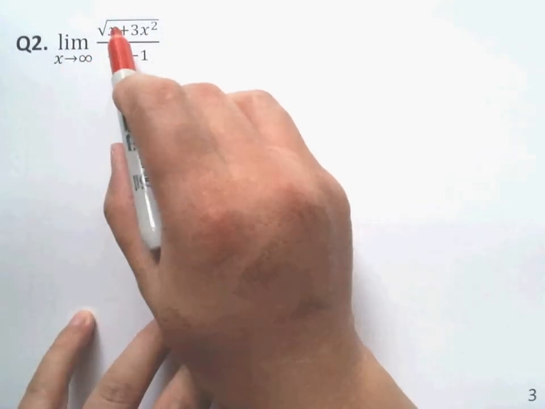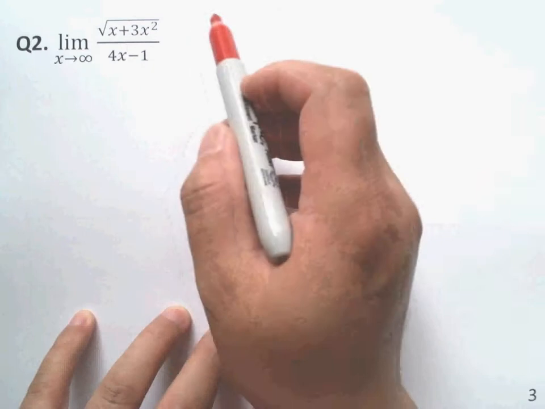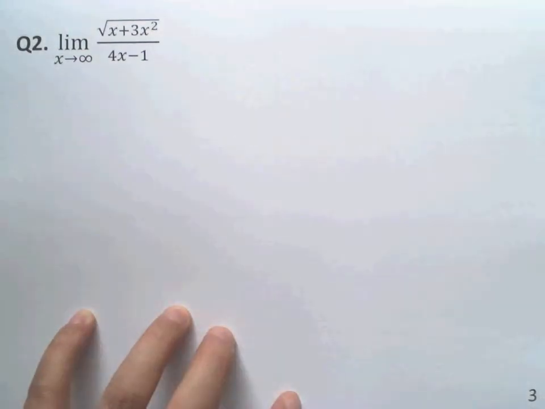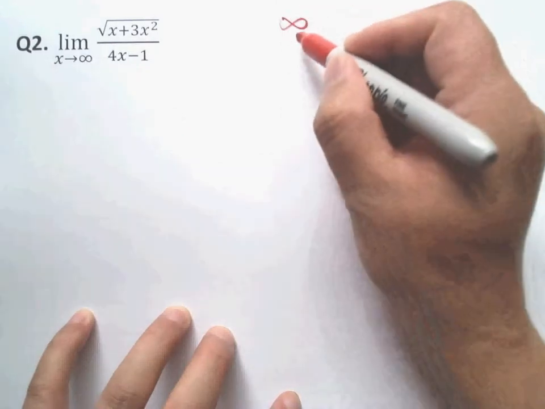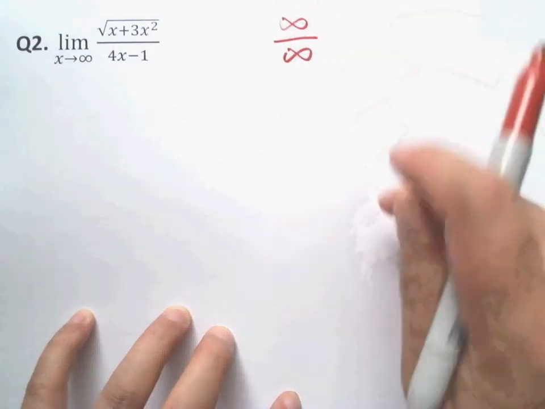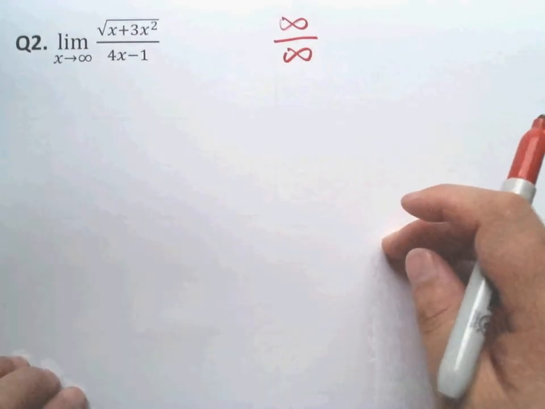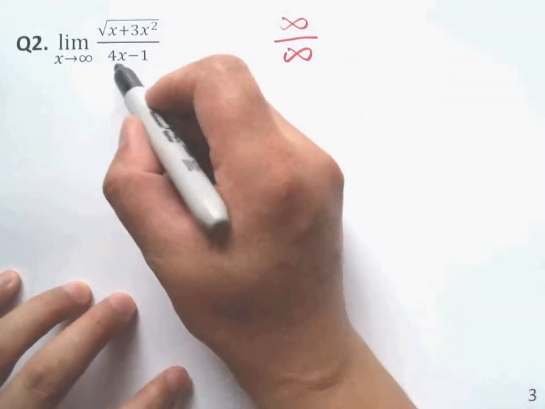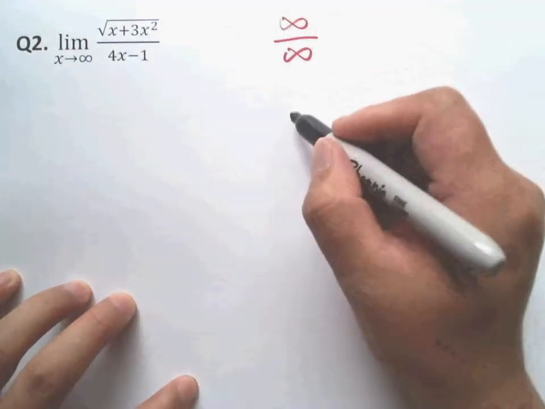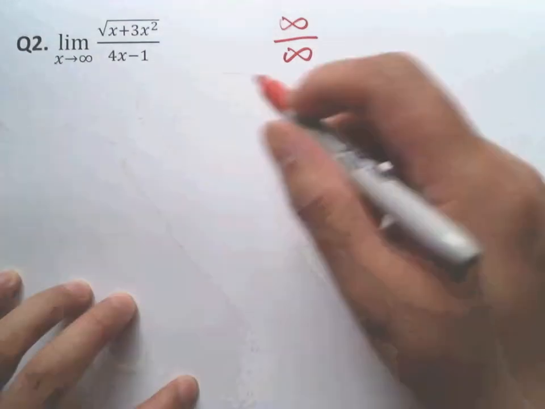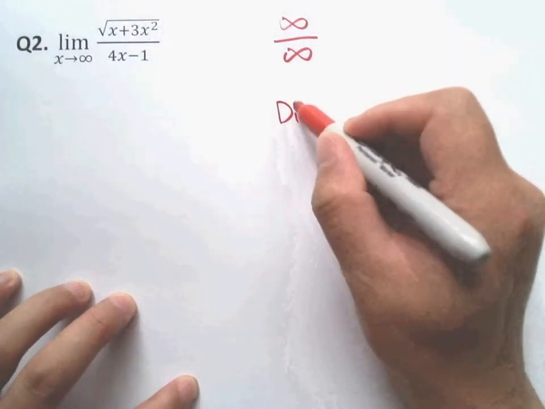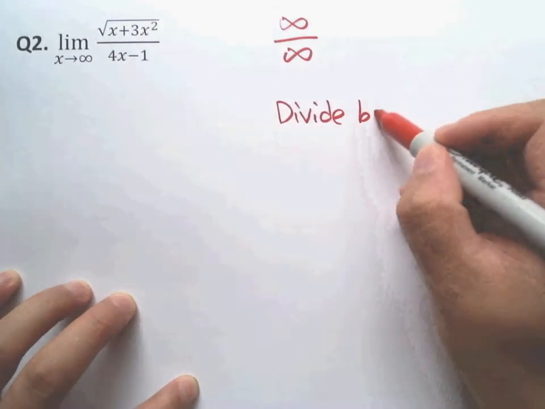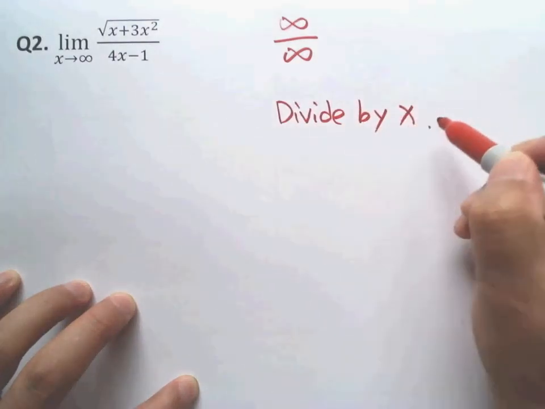If we directly plug in infinity, and this is infinity, so it's still infinity over infinity. So this is indeterminate. What are we going to do? Divide by the largest term, which is x, right? Divide the numerator and denominator by the same thing, by x.